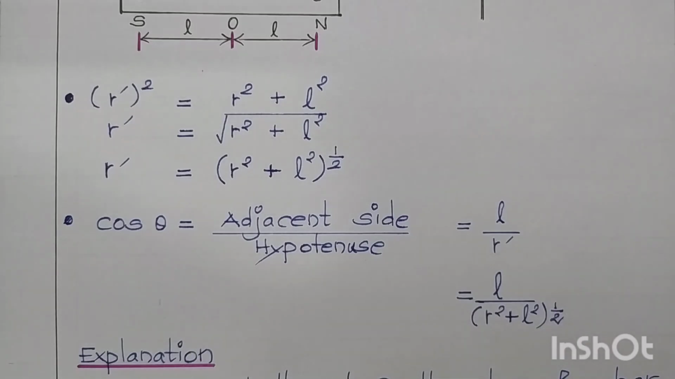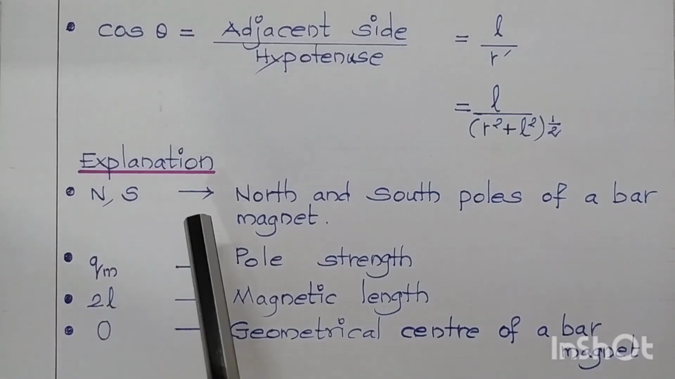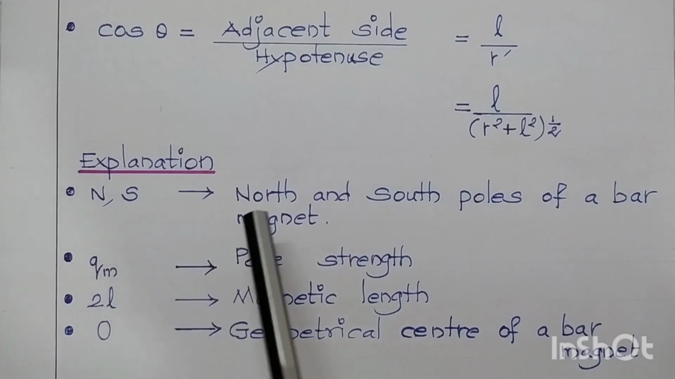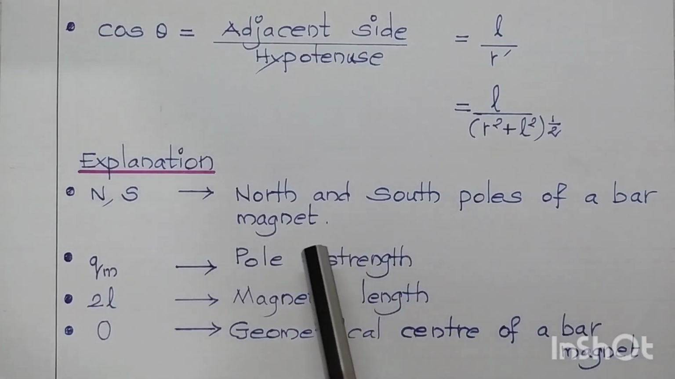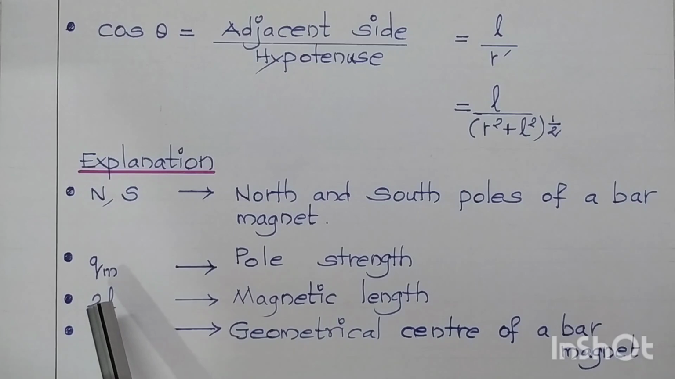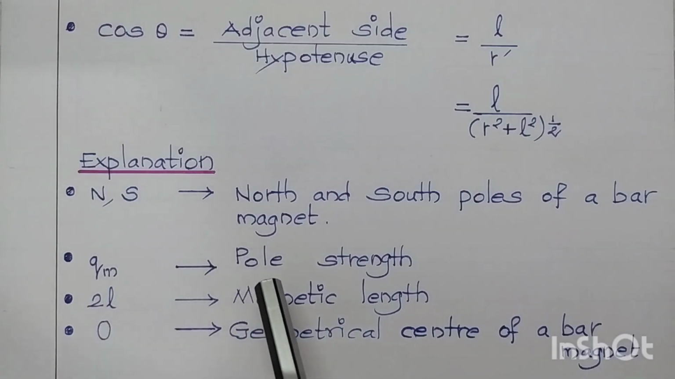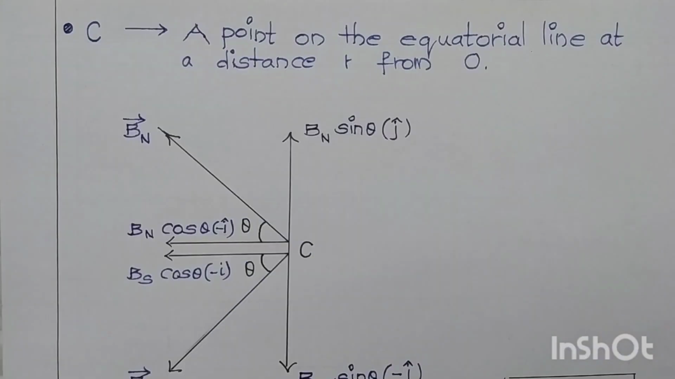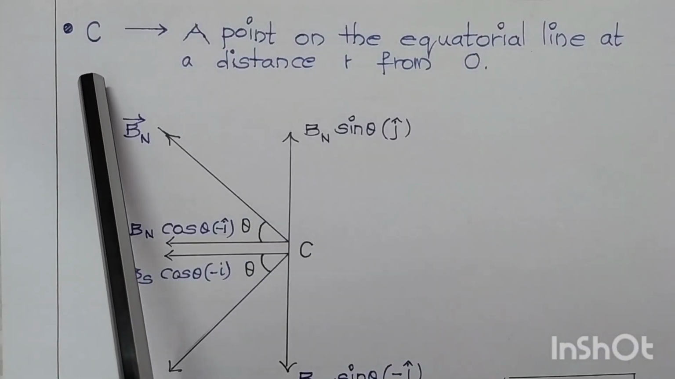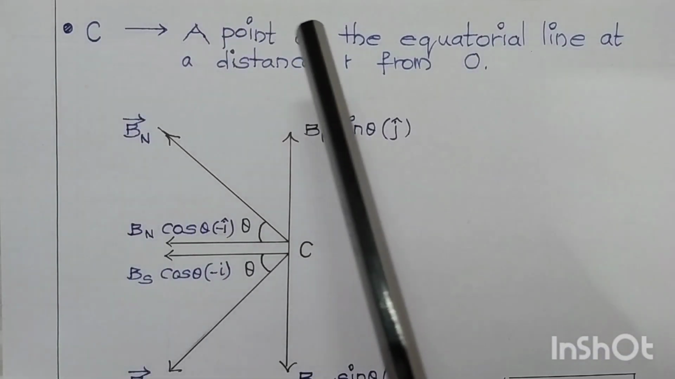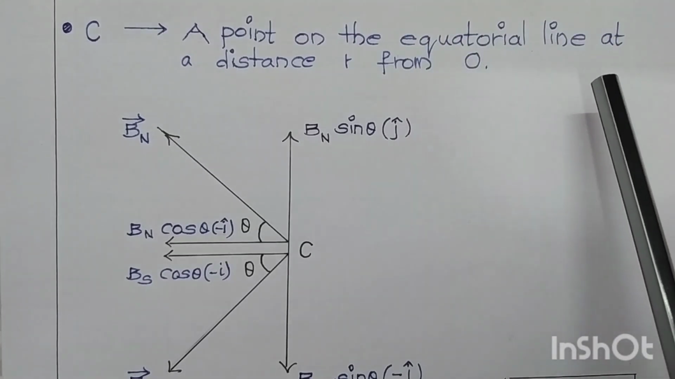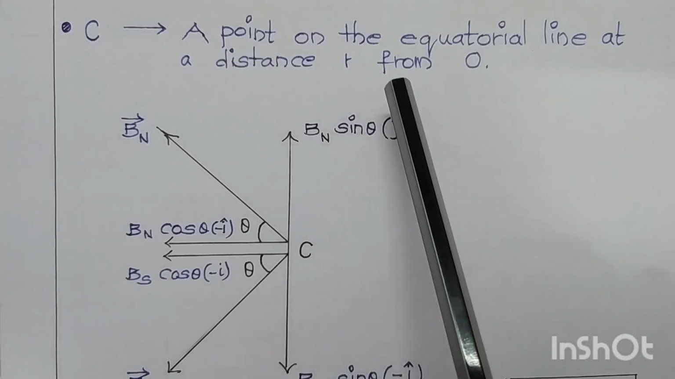Now, explanation. N and S are the north and south poles of a bar magnet. Then Qm. What is Qm? Pole strength. Then 2l is the magnetic length. O is the geometrical center of a bar magnet. Now C is nothing but a point on the equatorial line at a distance r from O.